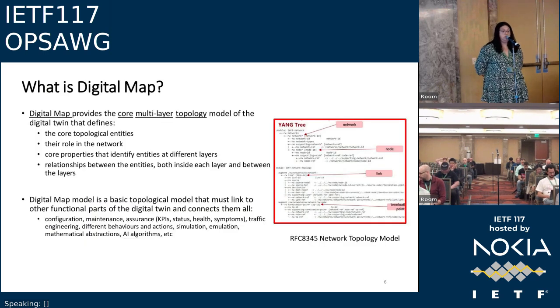So digital map is the core multi-layer topology model of the digital twin that defines the core topological entities. Here we can see four concepts: network, node, link, and termination point. They would be at different layers. Different network types could be used as layers and sublayers. Their role in the network is defined through these types, core properties identified, and core topological relationships, because here we are focusing on topologies only. So this model is the basic topological model that links all other functional parts of the digital twin, like configuration, maintenance, assurance, et cetera. Next, please.